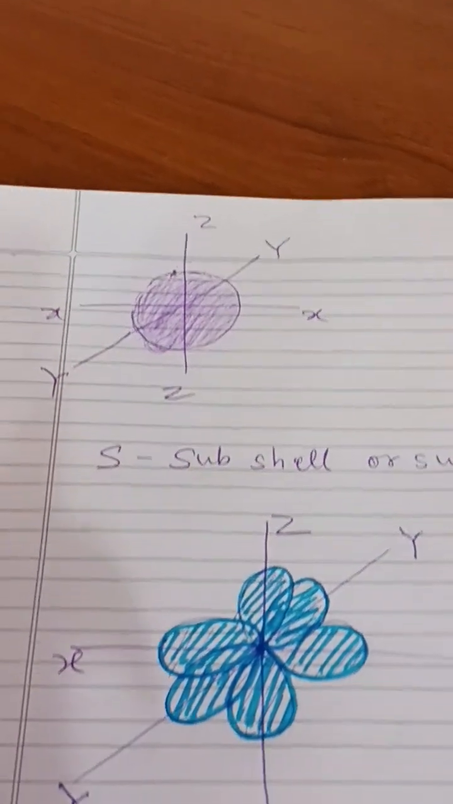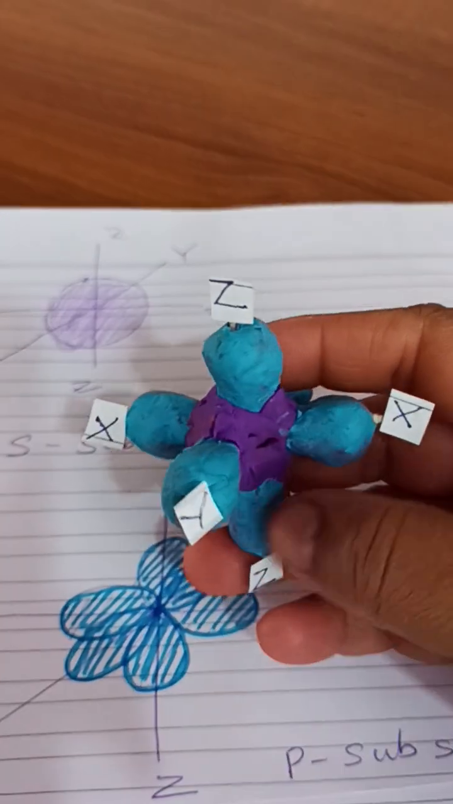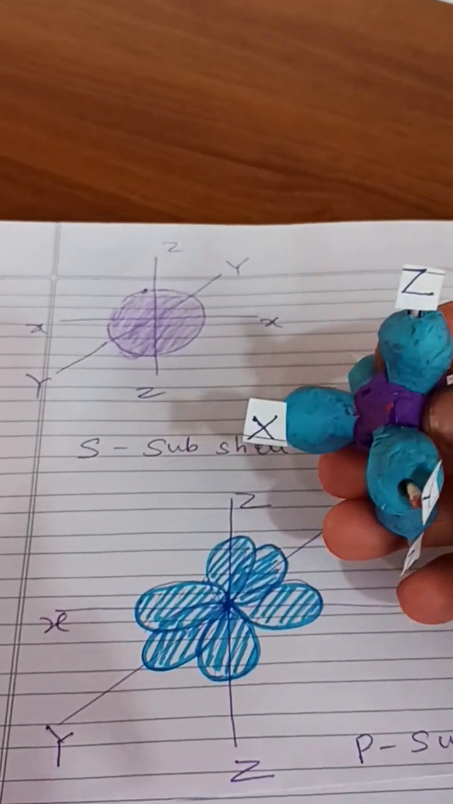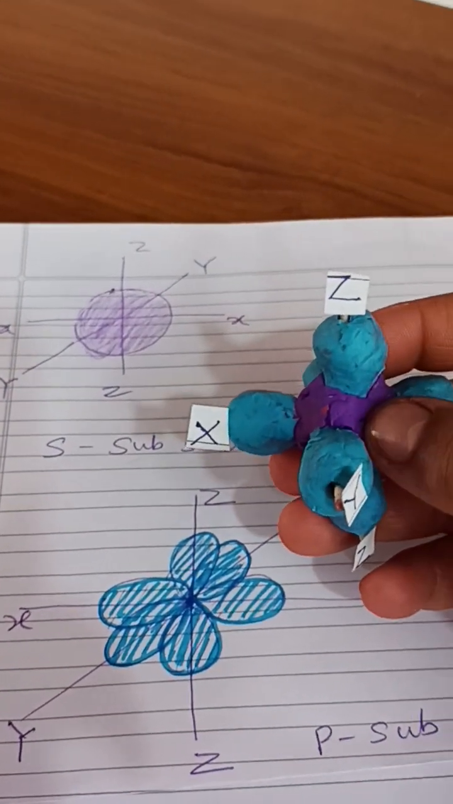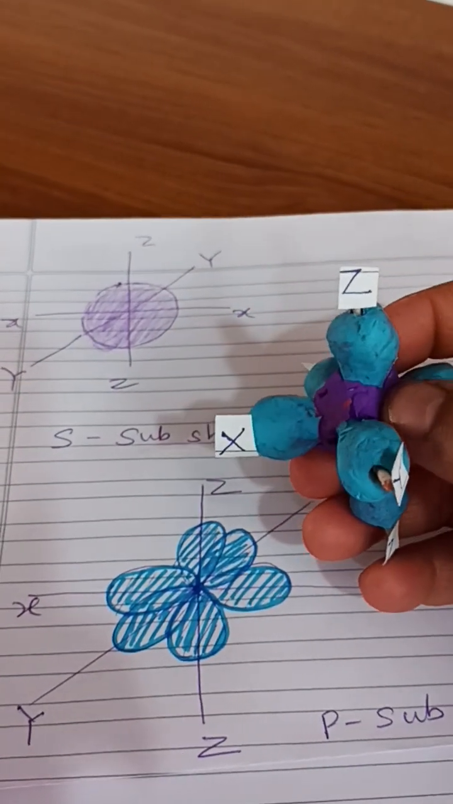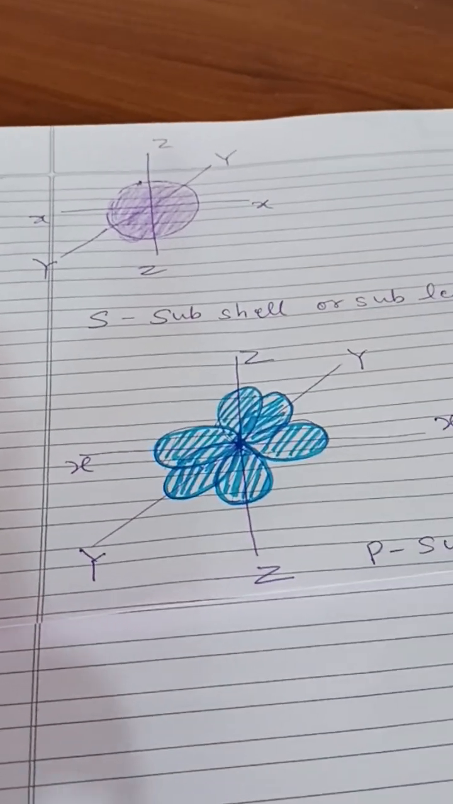So we can see in the 3D model this purple color sphere shows the S subcell, and within that only one orbital is there. Next is the P subcell.